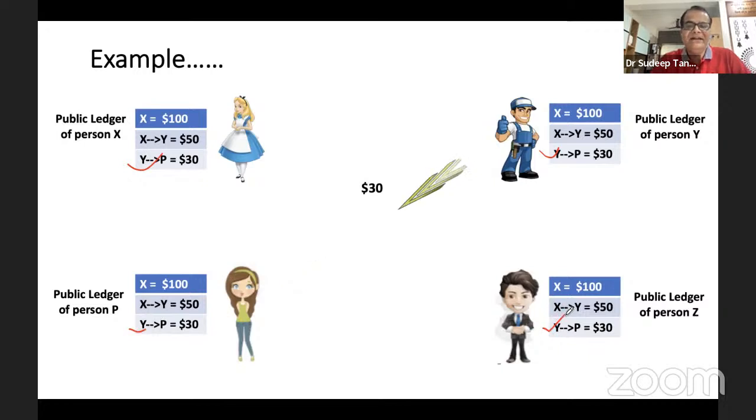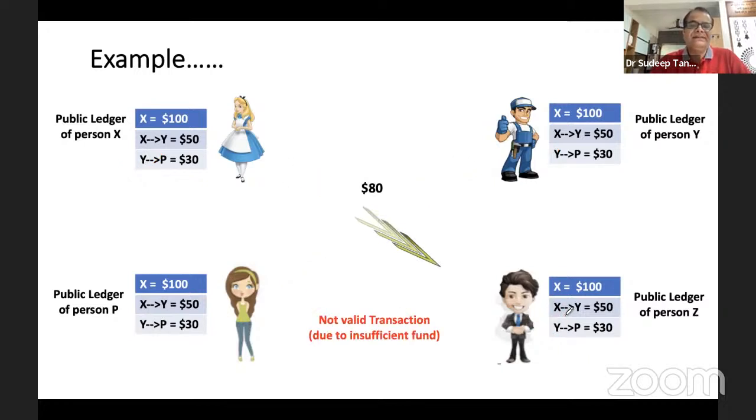So now let's say we consider another transaction where person X wants to transfer $80 to Z. X is not entitled to transfer. Why? Because he has already transferred $80.